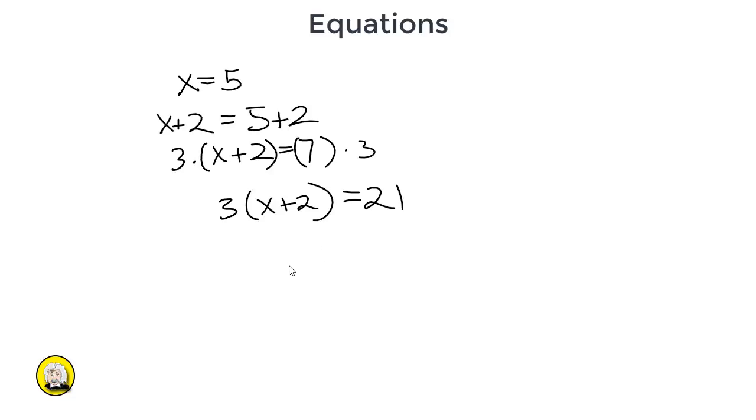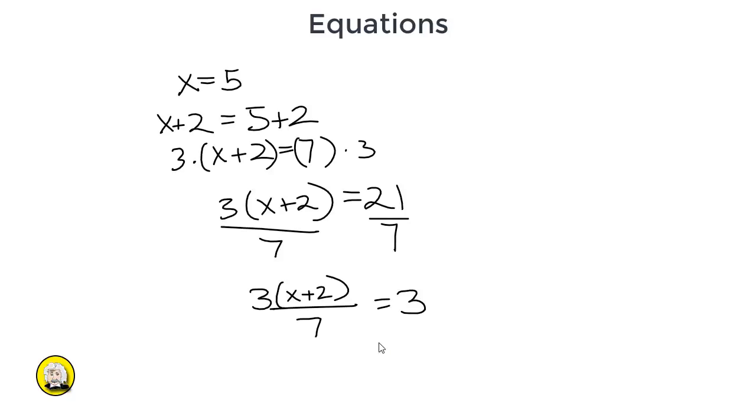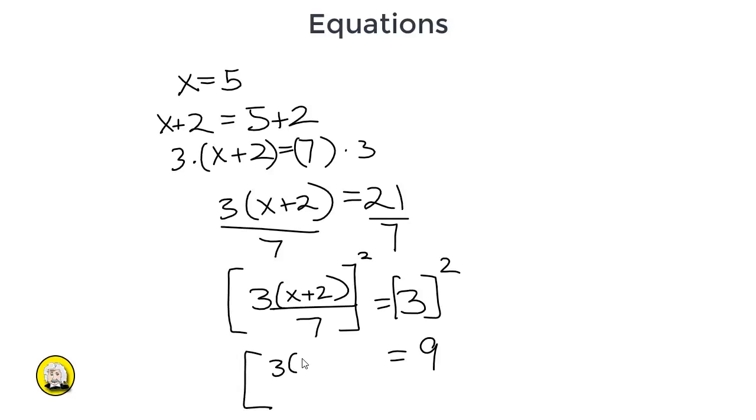And then maybe I'll try another operation. I'll divide both sides by 7. And that would in turn give me (3x plus 2) over 7 equals 3. And I might take this another step further and say square both sides. That is, multiply the entire side each by itself. And we know 3 squared on the right side is 9, and the expression on the left side will remain (3x plus 2 over 7) quantity squared equals 9.